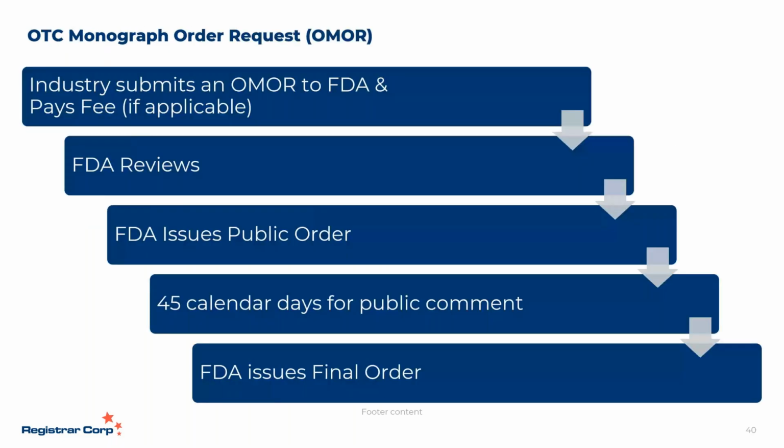This is an amazing opportunity for industry to initiate change to a monograph. If industry has a request to change an existing monograph or consider a new monograph, industry files an OMAR. Data to support the request may be needed. A fee may be incurred depending on the type of OMAR. FDA looks it over to determine first if it meets the requirements to be considered for review. If it meets the requirements, FDA will review and then issue a public order. There will be a period for comment for the public, and then FDA reviews the comments and then issues a final order.